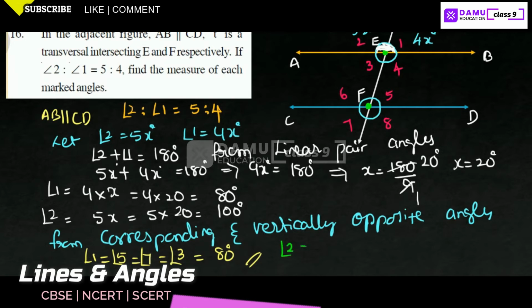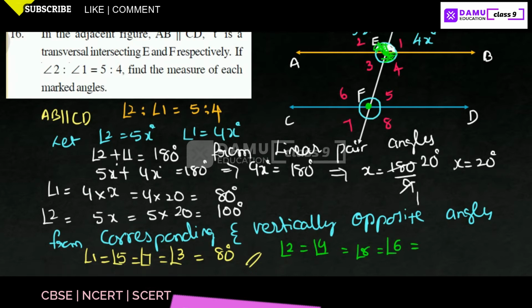Then angle 2 will be equal to angle 4, since these two are vertically opposite angles. Then angle 8 will be equal to angle 6, and these will be 100 degrees. So like this we need to find.